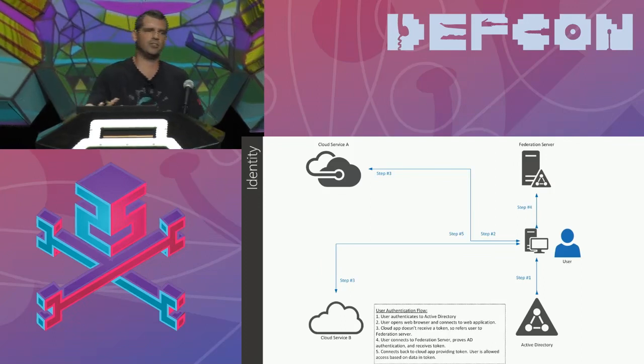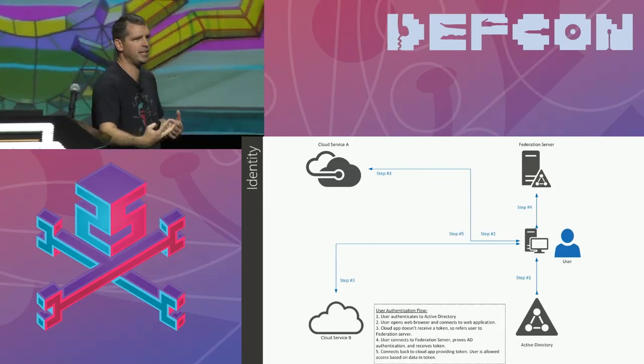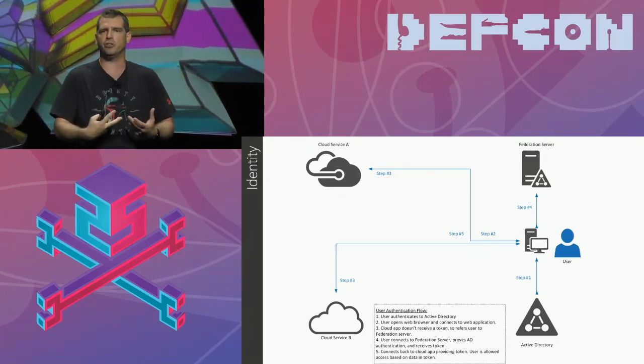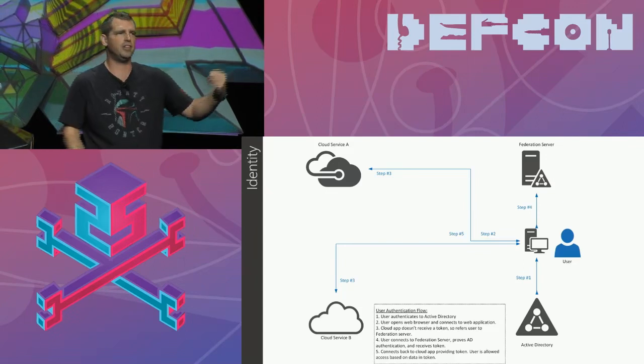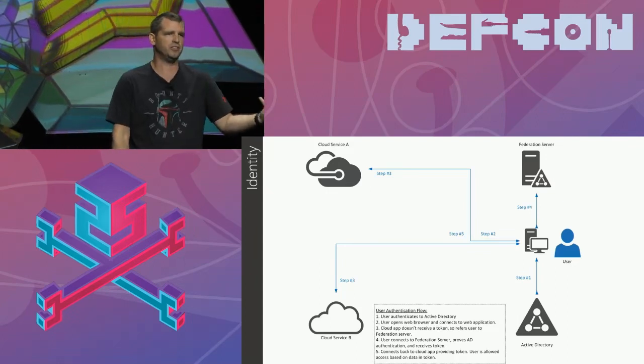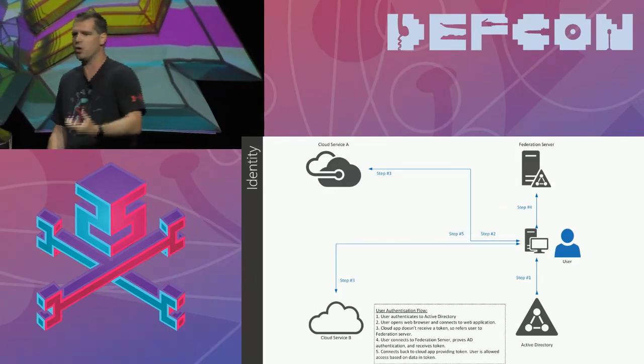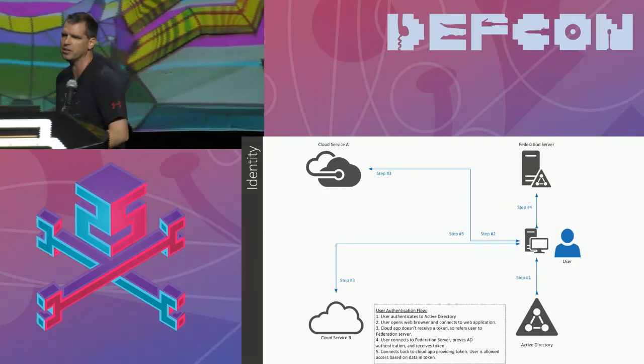So they hit that federation server, the federation server checks their identity, adds the information into that token, such as claims, and makes some assertions about that user. And since that cloud app trusts that token because it's signed by that federation server, that cloud app is going to make the decision as to what that user should have access to.